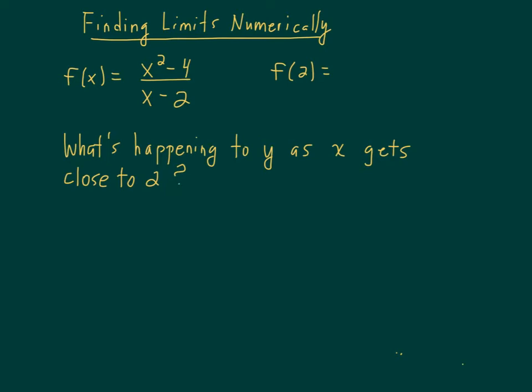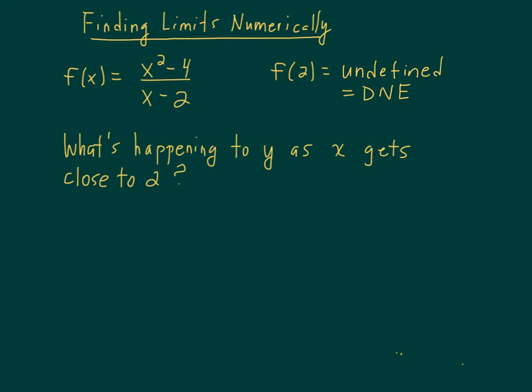You end up with 0 over 0. So in this particular case, f of 2, we say, is undefined. Or another way of saying that is it does not exist, DNE. So suppose we wish to investigate what is happening to y as x gets close to 2.